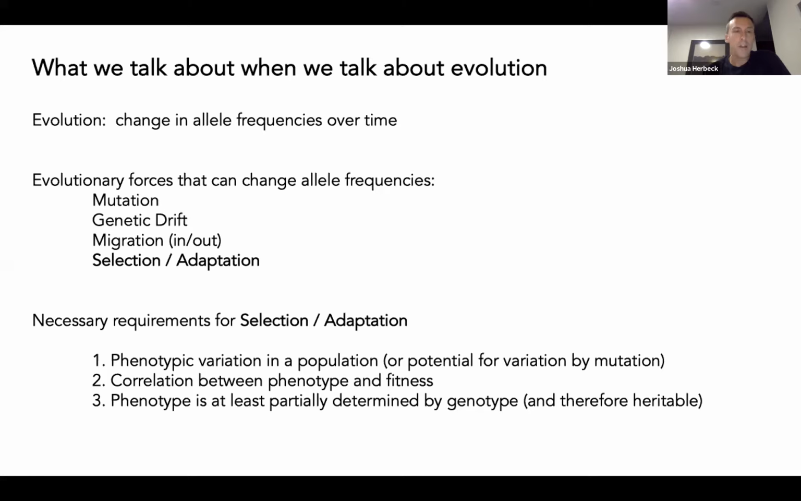With HIV, and we'll get into this a little bit, how we define fitness is a little bit murky. There are different scales and different types of fitness we're talking about with HIV. And then last, this phenotype has to be at least partially determined by the genotype. If it is, then it's partially heritable, and therefore this correlation between phenotype and fitness can be passed on from generation to generation, and adaptation can occur.